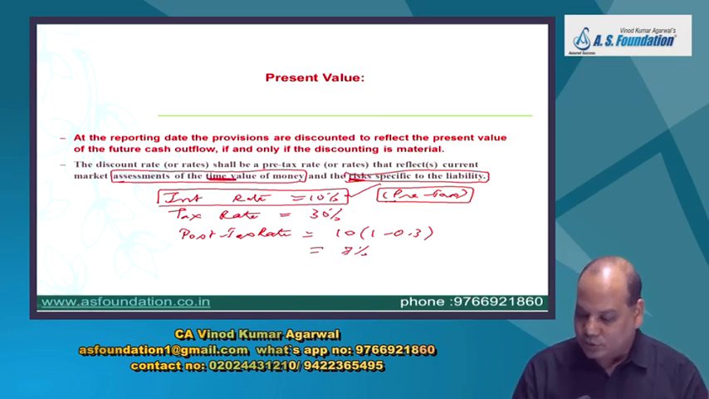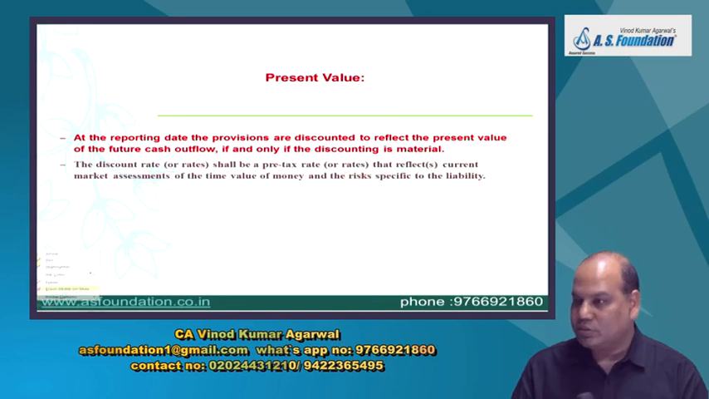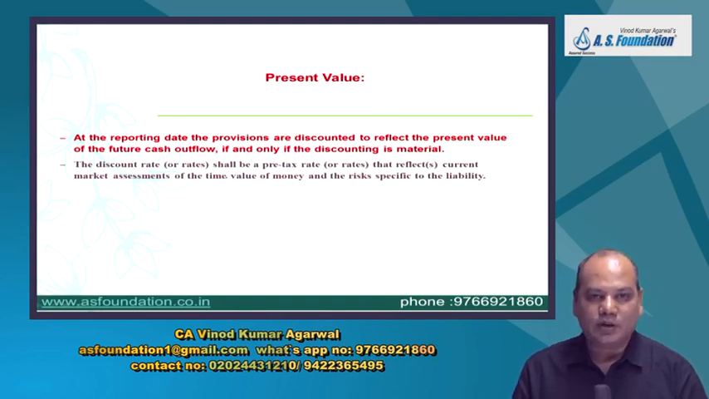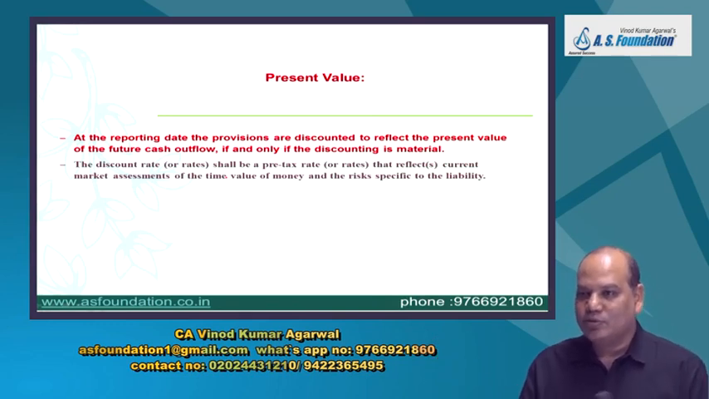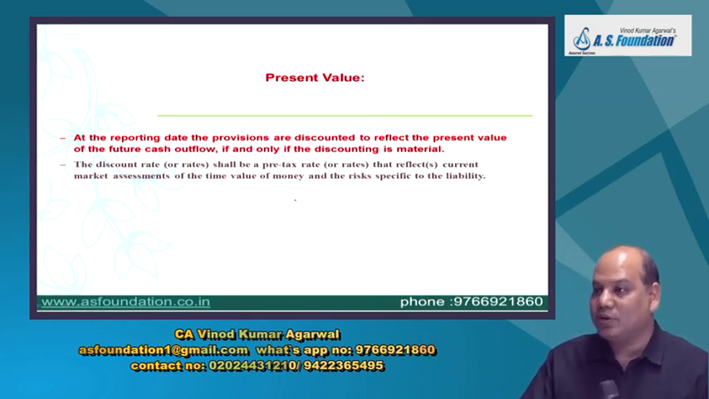Normally for you as a student, these figures are provided to you. After qualifying, you have to work on this number. So this will be the time value of money. Let's say government bond rate is 6%. Risk premium for the kind of liability, let us say that is 5%. So you may use 6 plus 5, 11%.